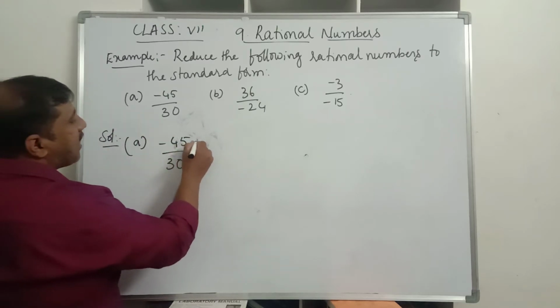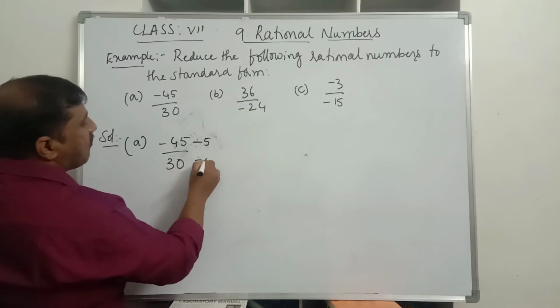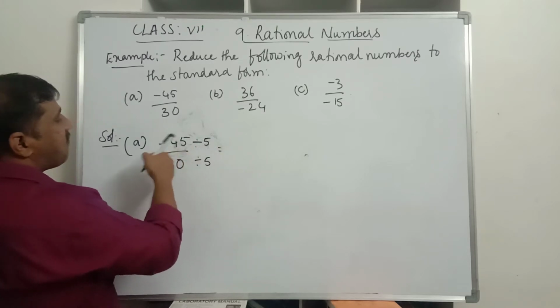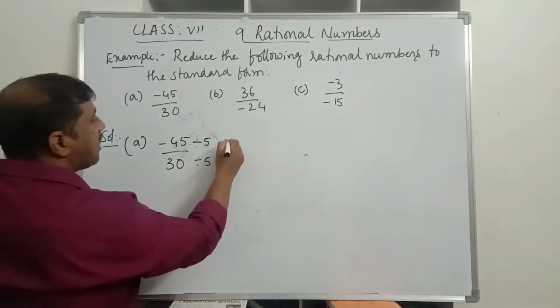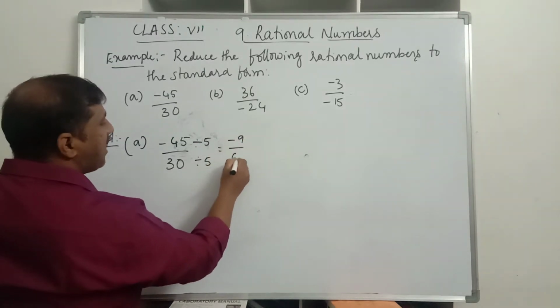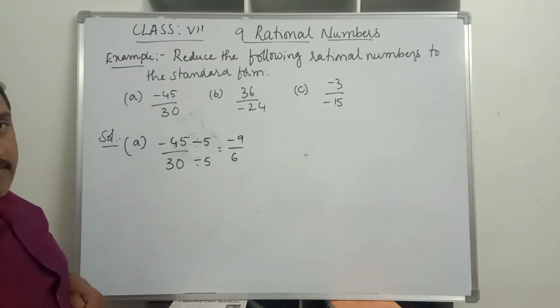Divide both numerator and denominator by 5. So what do we get when we divide by 5? 5 9s are 45, 5 6s are 30. Therefore we get minus 9 divided by 6.